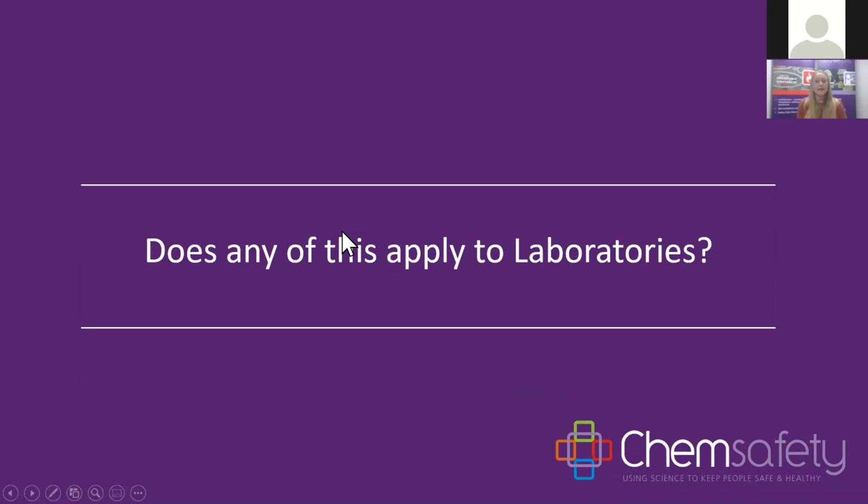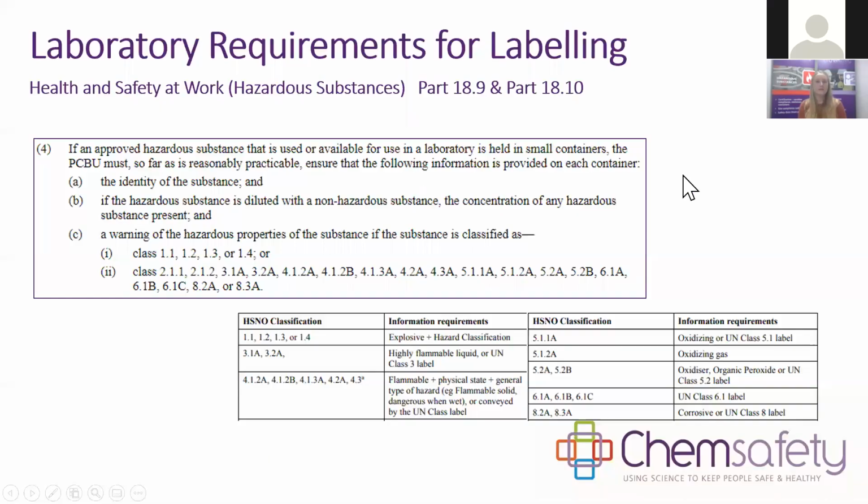You might be wondering, does any of this apply to laboratories? The short answer is yes, but there are some slight differences. So the laboratory requirements for labelling come in section 18.9 and 18.10. This is in part 18 of the Health and Safety at Work Hazardous Substances Regulations. So 18.9 is the handling, packaging and storage of approved hazardous substances. 18.10 is handling, packaging and storage of unapproved hazardous substances.